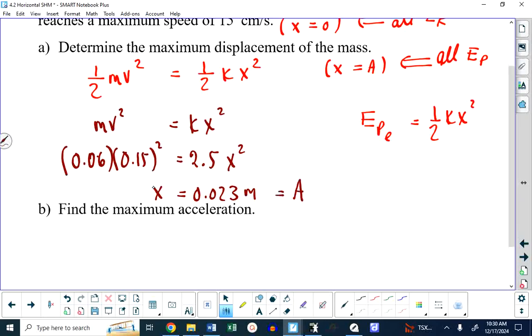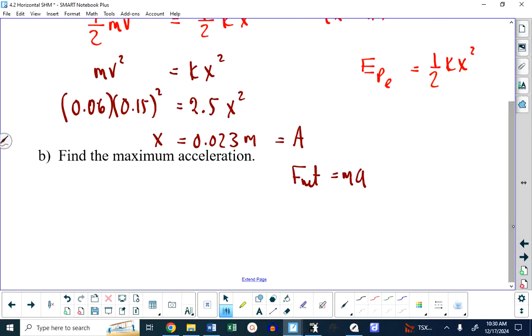What's the maximum acceleration? Well, do you agree this is always the case? And by the way, this is not circular motion, right? This is linear motion, back and forth. Do you agree that in this particular situation, this is the case? Because the net force is the spring force. That means this is what's going on.